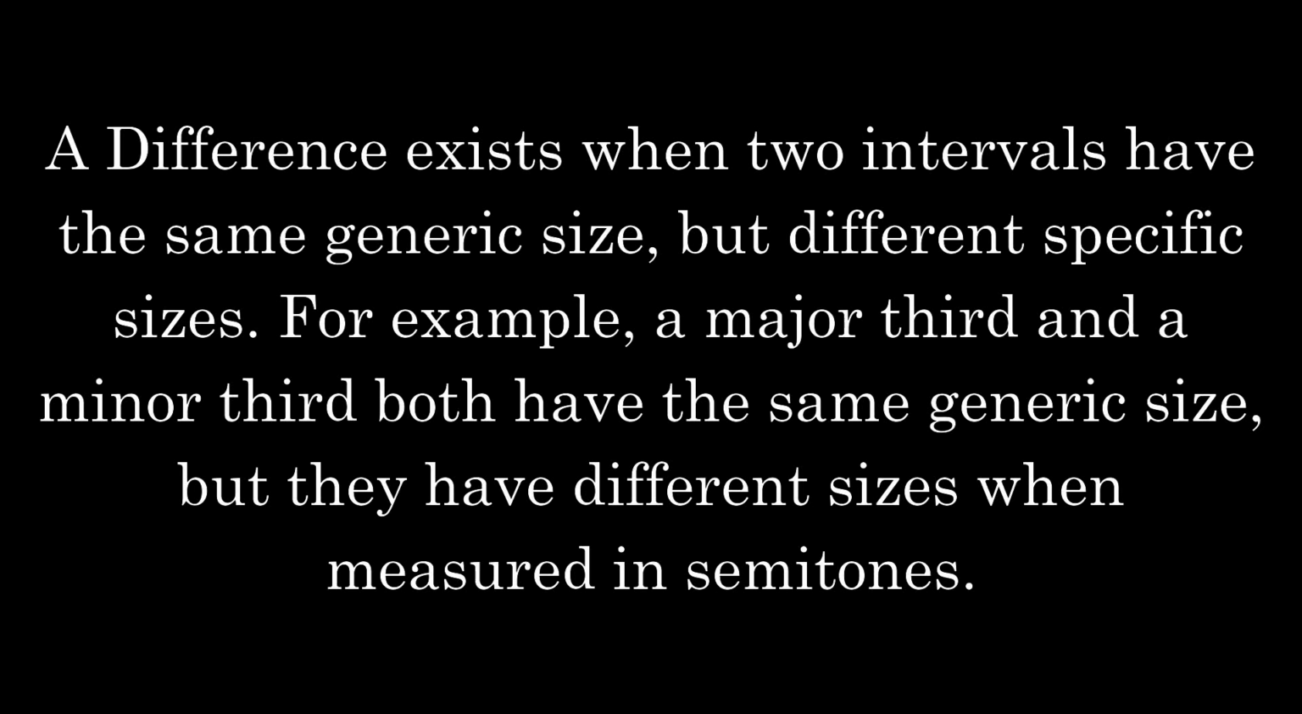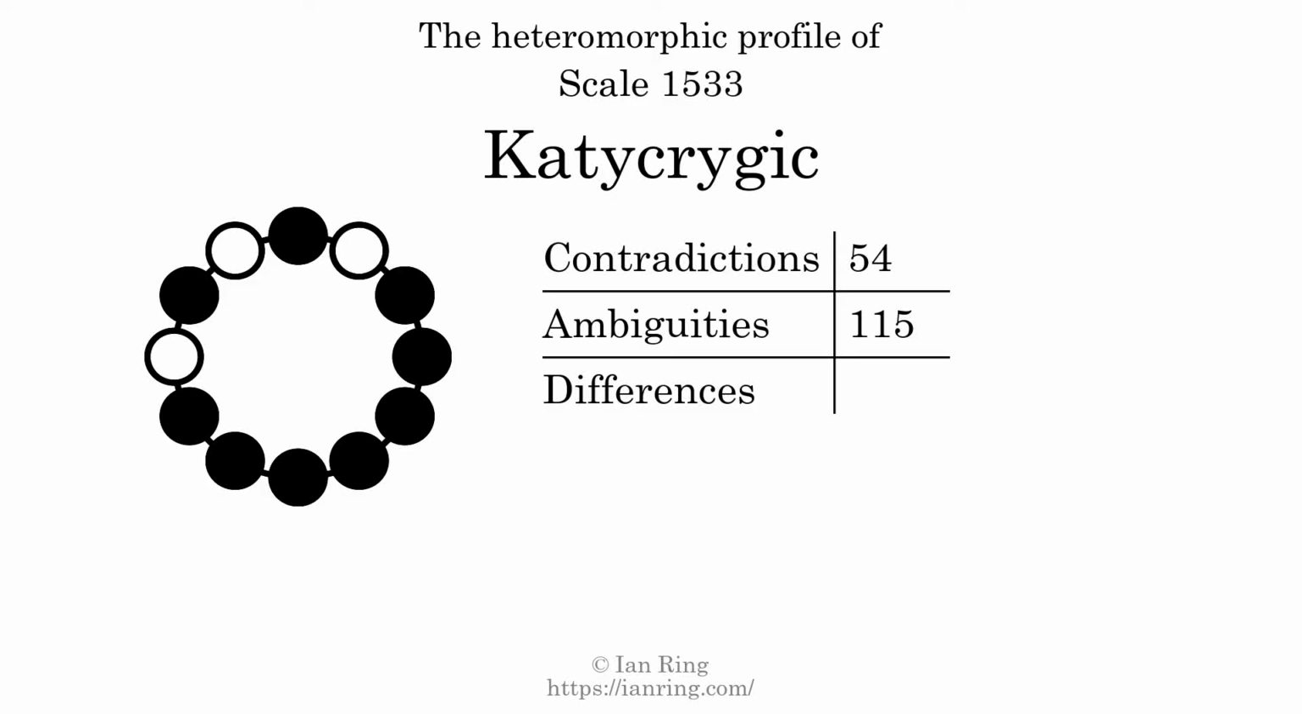A difference exists when two intervals have the same generic size, but different specific sizes. For example, a major third and a minor third both have the same generic size, but they have different sizes when measured in semitones. The number of differences in this scale is 200.